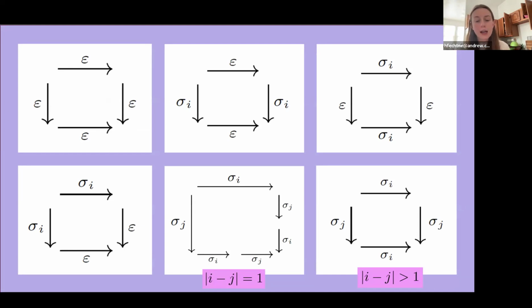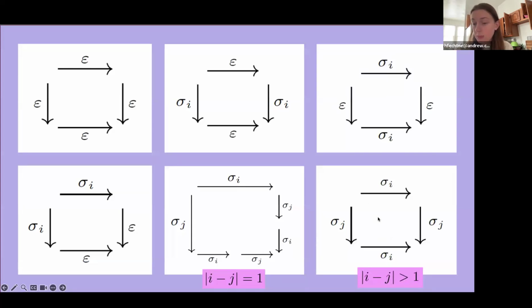It's composed of these cells. And if we look closely, if you follow a path from the top left to the bottom right, that path is equivalent under the braid relations. So for example, if you look in the bottom right, sigma j, sigma i is equivalent to sigma i, sigma j, assuming that the distance between i and j is greater than 1.